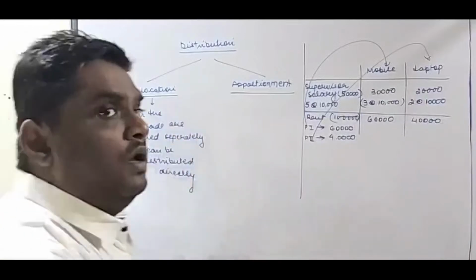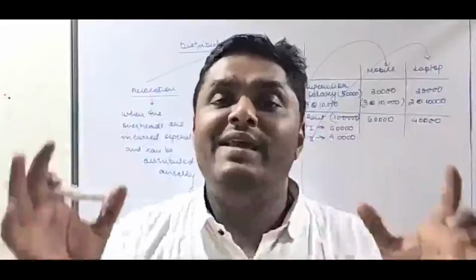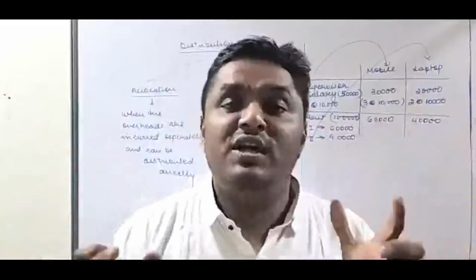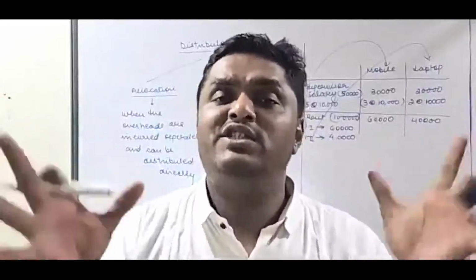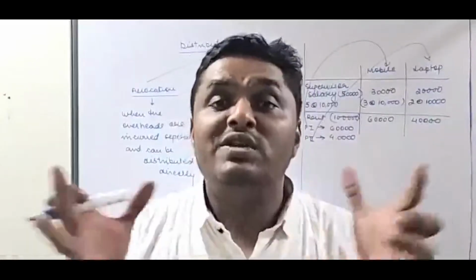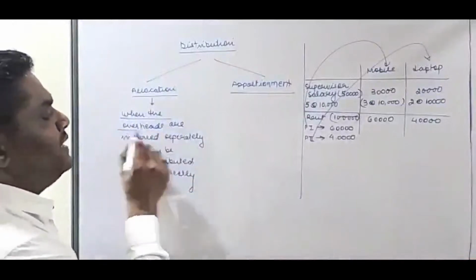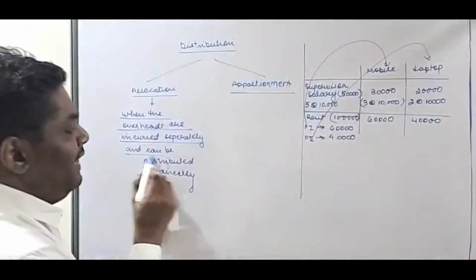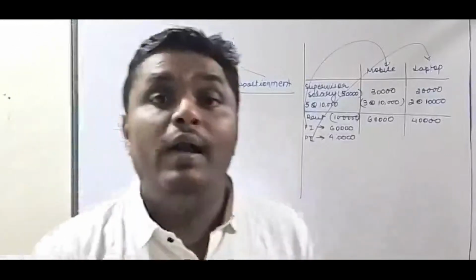It is allocation. In short, if overheads are incurred separately for a particular production department, then what will we do? We will distribute those overheads directly. So this process is known as allocation. What is allocation? When the overheads are incurred separately and can be distributed directly, this is what we call allocation.